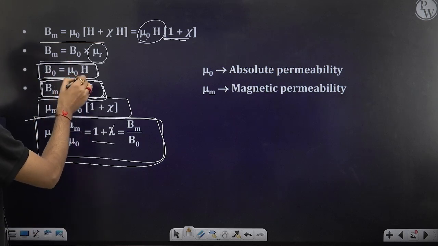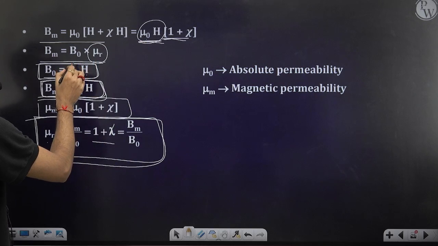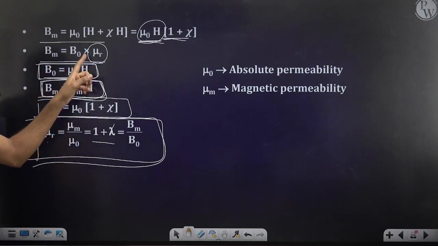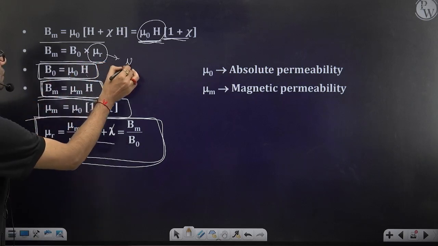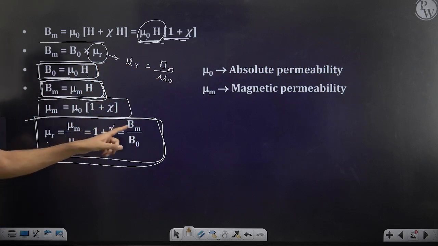So in place of mu naught into H, I have written the B naught. Finally we got this. From here, you can calculate yourself, beta. Mu r equal to what? Mu r equal to Bm by B naught.